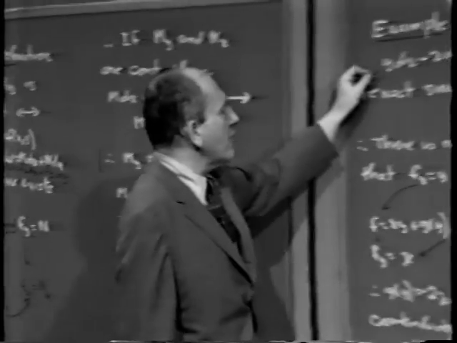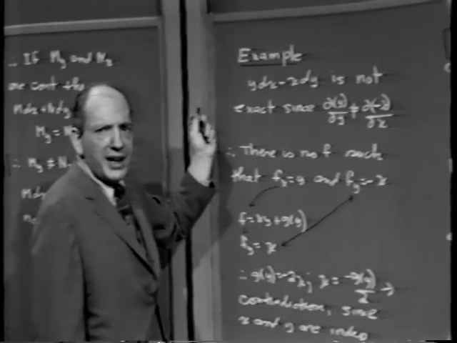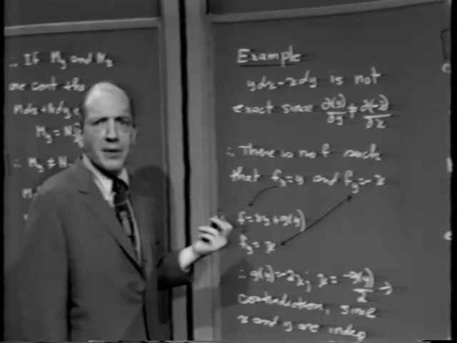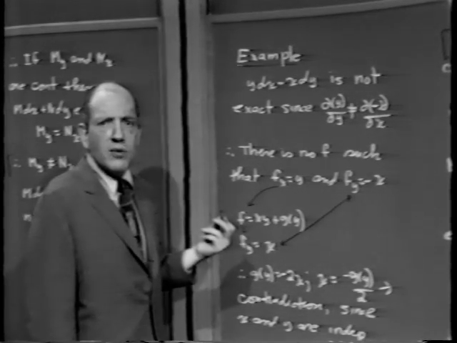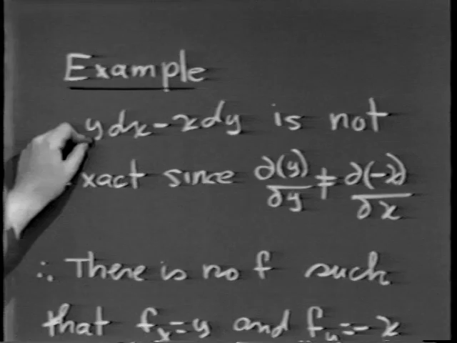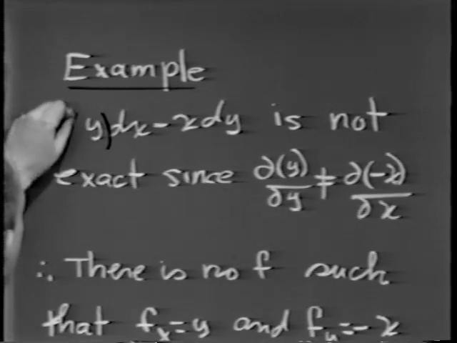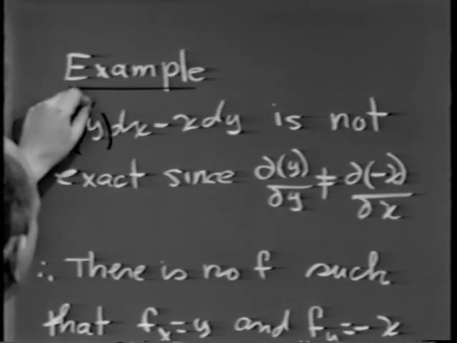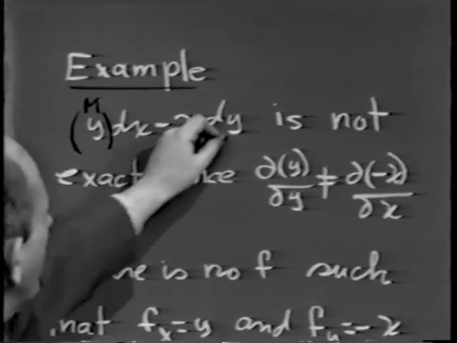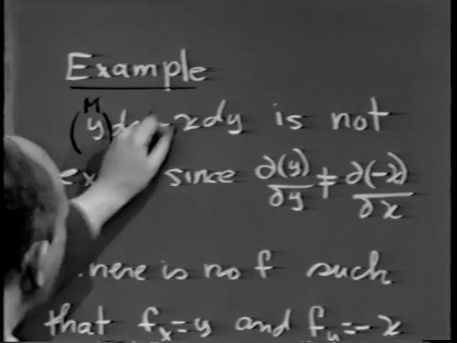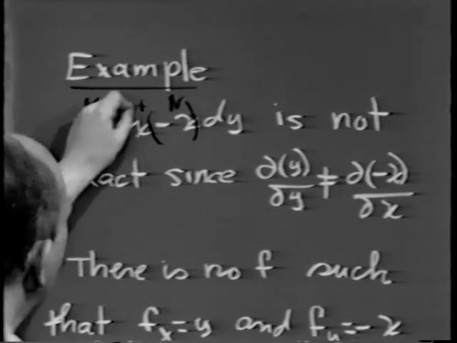Let's look at the differential, a very simple looking one. In fact, it looks far less complicated than the expression that we worked with previously. Let's look simply at y dx minus x dy. In this problem, the coefficient of dx is y. That plays the role of m. The coefficient of dy is minus x. That's what we're calling n, you see.